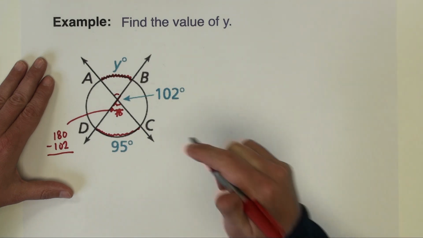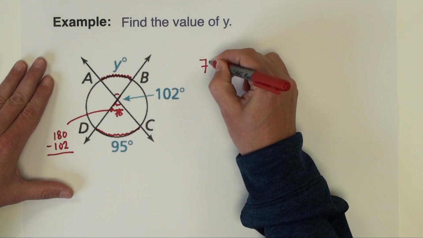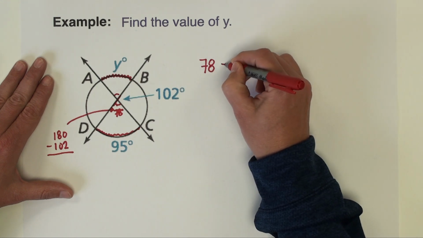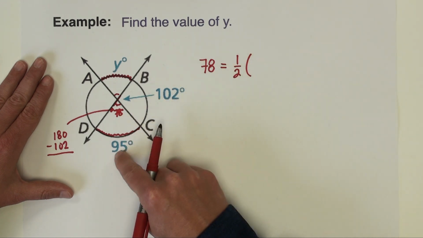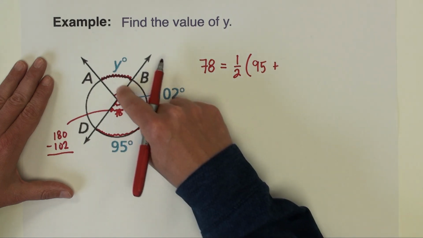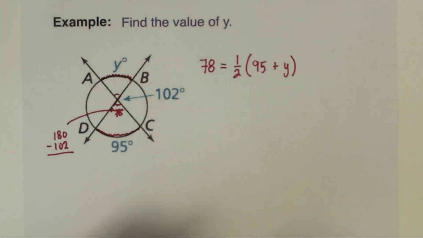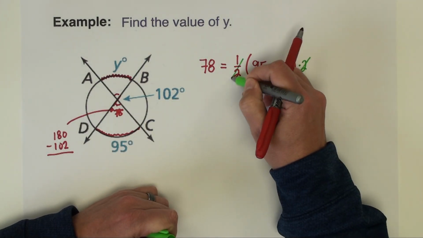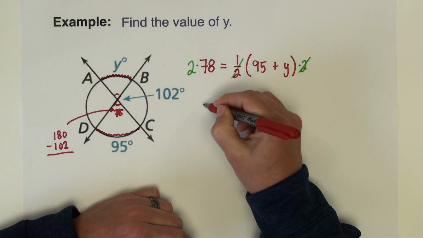And just like we did in the last problem, the angle on the interior of the circle, in this case, we know that it's not x like in the last problem. So 78 is equal to half of its intercepted arc plus its vertical angle's intercepted arc. With the problem presenting this way, I'm going to solve it by multiplying both sides by 2 to get rid of that 1/2.